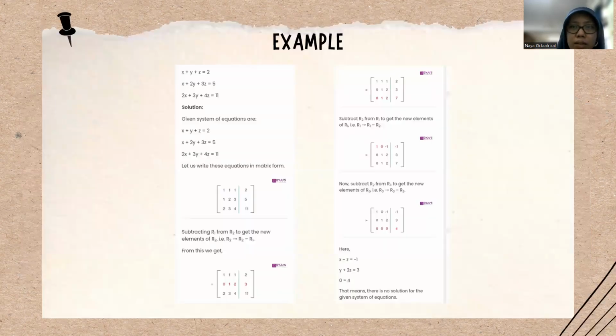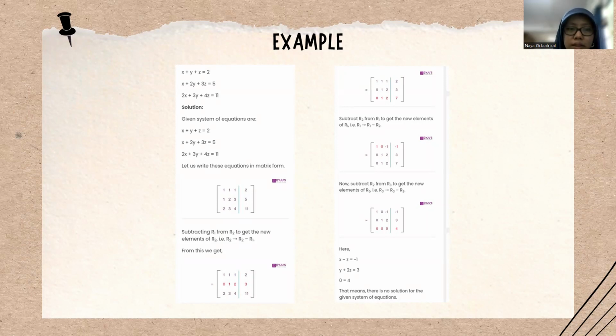An example of the use of this Gauss elimination method is as written here. We are given three equations: x plus y plus z equals 2, x plus 2y plus 3z equals 5, and 2x plus 3y plus 4z equals 11. To find the solution, we write these equations in matrix form, as we also did in the Cramer's method.